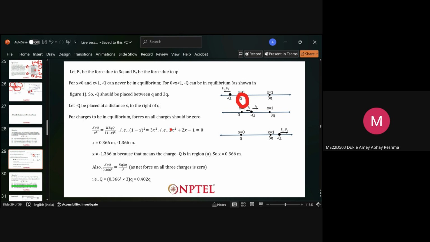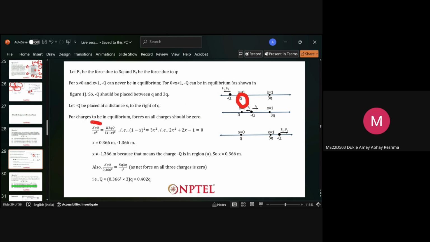Now we have put q as the center, so x is equal to 0. 3q we have put at x is equal to 1, and then we have to find out minus q. We are assuming that minus q is placed at the right of q. So for equilibrium, F1 plus F2 has to be 0.